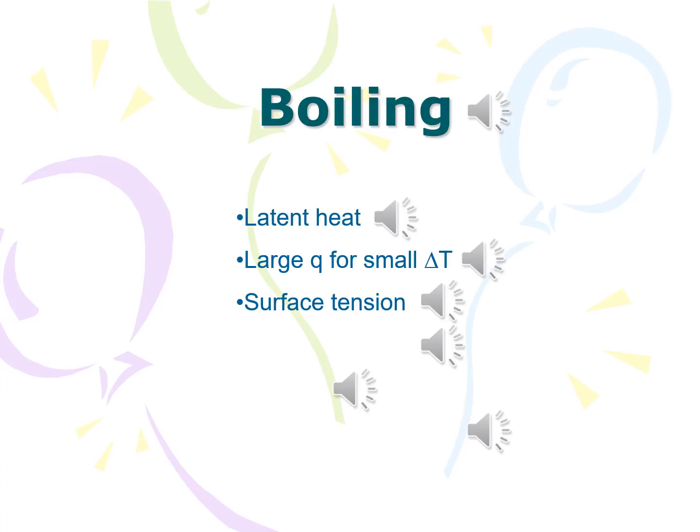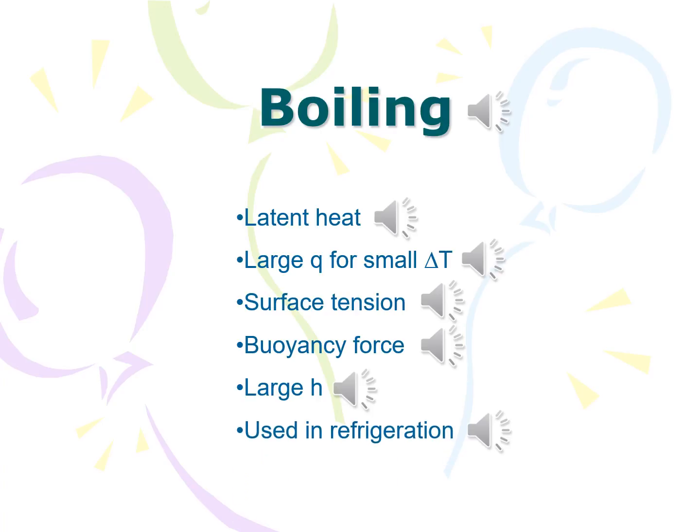Surface tension plays a role in the formation of vapor bubbles. Buoyancy forces cause vapor bubbles to rise, and this results in convection. As you probably know, the formation of bubbles can be quite intense and vigorous, and this leads to a large heat transfer coefficient. This is because you would expect a large advection component in the convection. You may know that boiling of a liquid is used in refrigeration, at low pressure and low temperature.